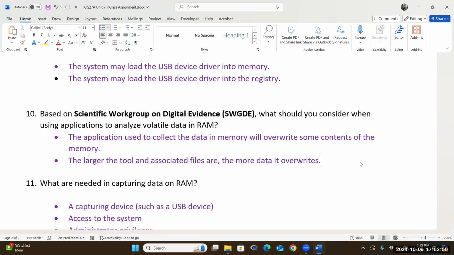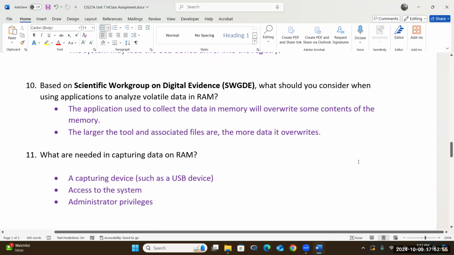All right, 11. What is needed in capturing data on RAM? You need to have a storage device to store the image, right? A capturing device, such as a USB external drive.